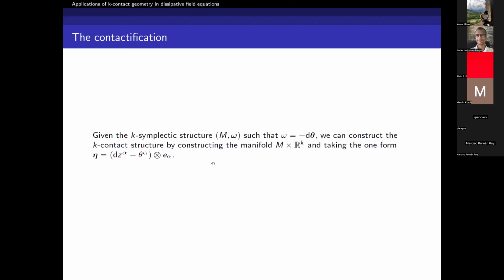So we have the contactification. We are constructing a contact structure by taking the one-form and just. I mean, here we just constructed the one-form and we construct the manifold in this way, and we have a contact structure.